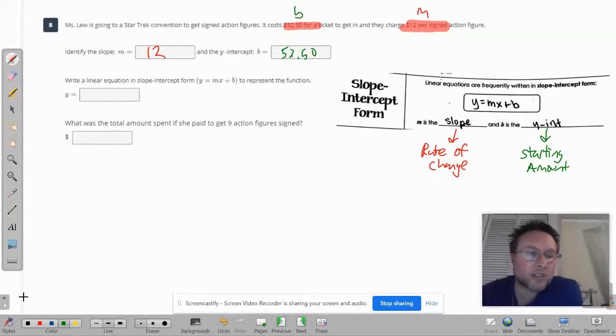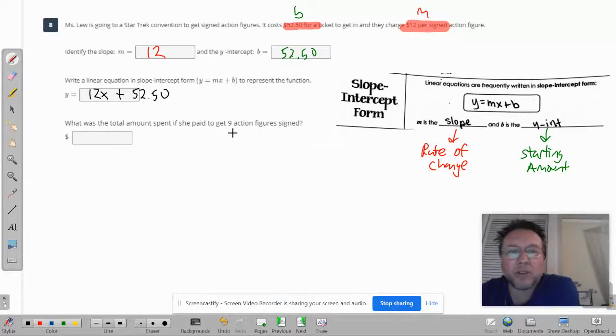And so we want to write that as an equation. We're just going to put these two things together. So we'd have 12x plus $52.50. And then it asks, what's the total amount if she paid to get 6 action figures signed? Well, X represents our number of action figures, right? So X equals number of signed action figures.